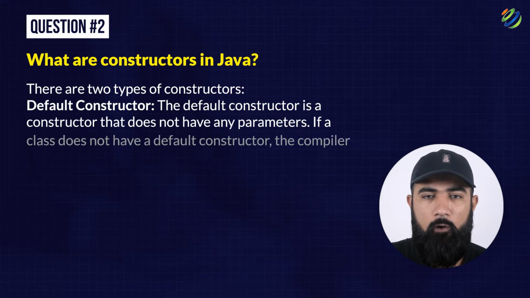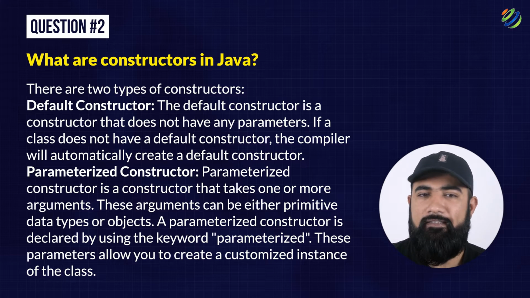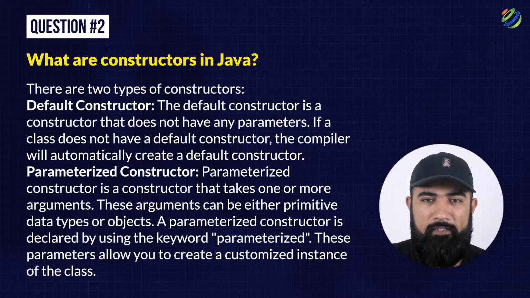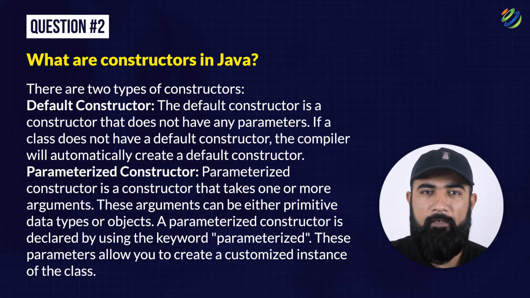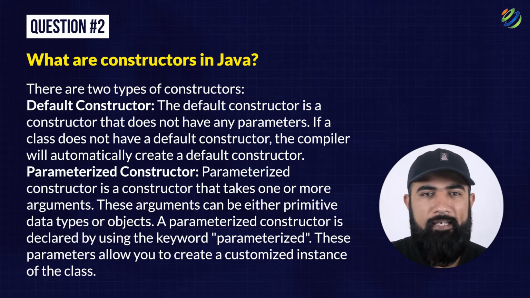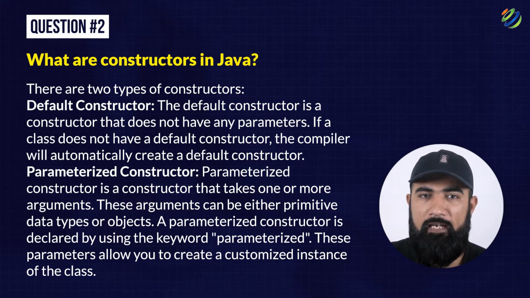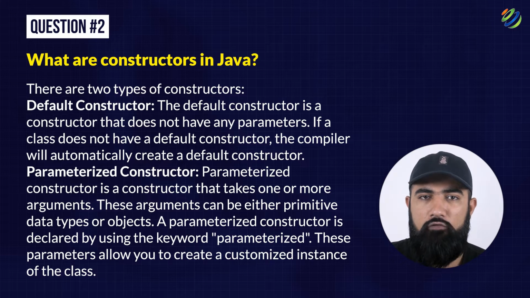There are two types of constructors. First one is the default constructor. The default constructor is a constructor that does not have any parameters. If a class does not have a default constructor, the compiler will automatically create one. Second type is the parameterized constructor. A parameterized constructor is a constructor that takes one or more arguments. These arguments can be either primitive data types or objects. These parameters allow you to create a customized instance of the class.